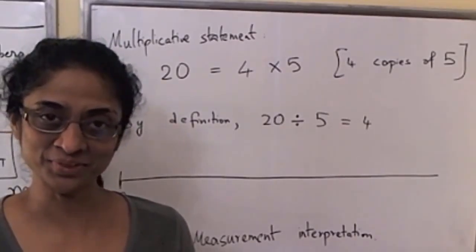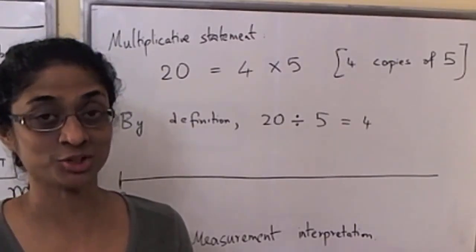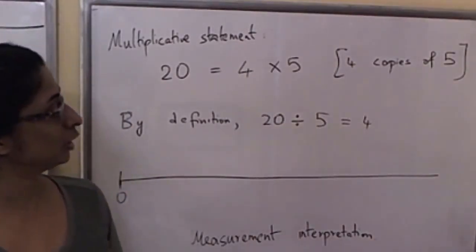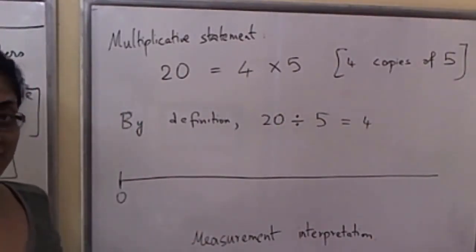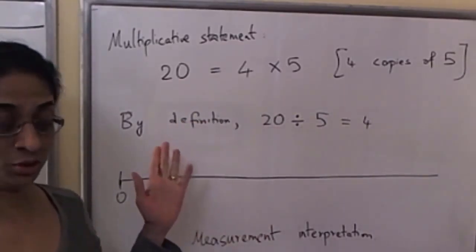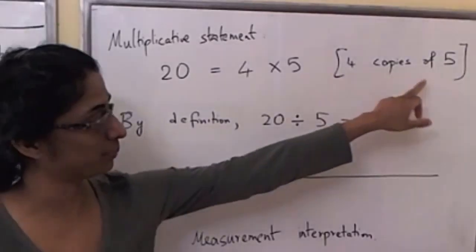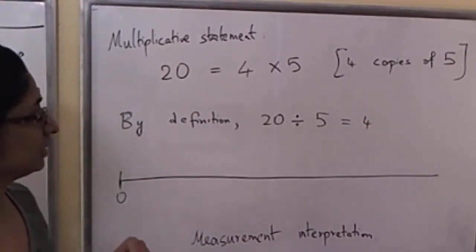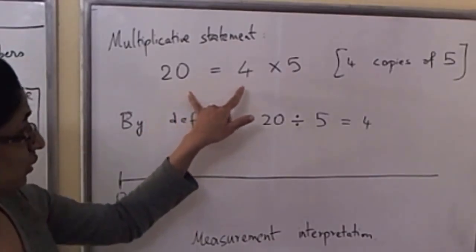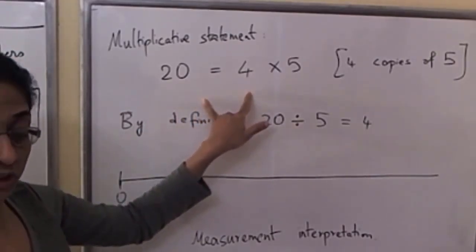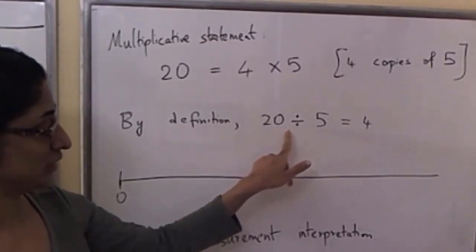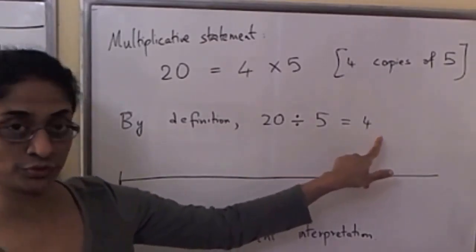Hi, in this video we'll quickly review the measurement interpretation of division. So let's begin with looking at this multiplicative statement. 20 equals 4 times 5. We can think of it as 20 is 4 copies of 5. And as you already know, this multiplicative statement can also be written in this manner by definition. 20 divided by 5 equals 4.